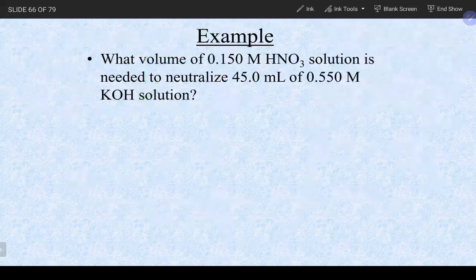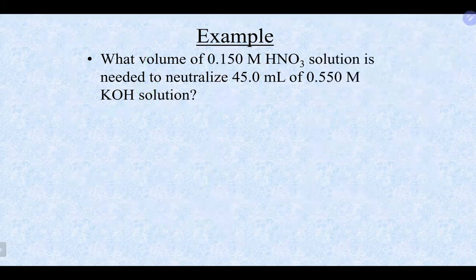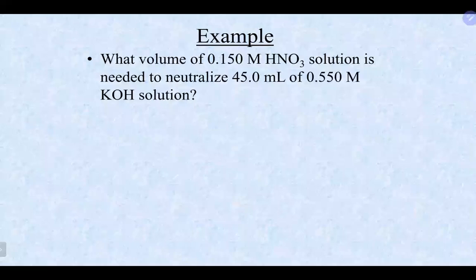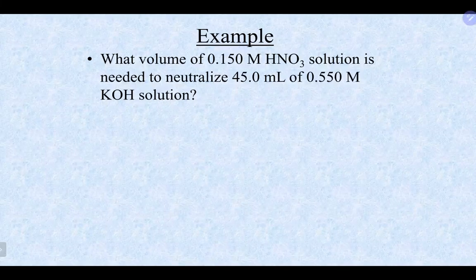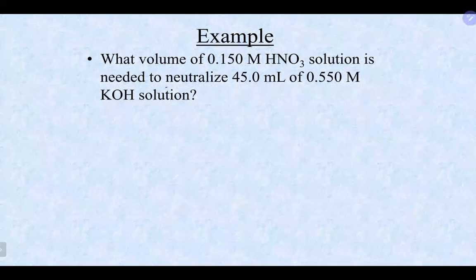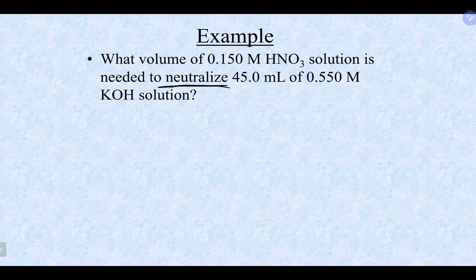So let's take a look at an actual titration problem here together. And this is really a titration problem. What is the volume of 0.15 molar nitric acid that's needed to neutralize 45 milliliters of 0.55 molar KOH? This is sort of how you know it's a titration problem. A lot of times they'll just say neutralize or something like that with an acid and base.